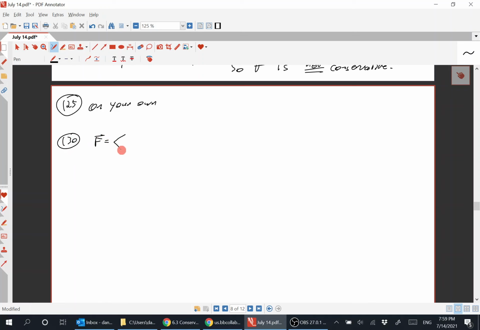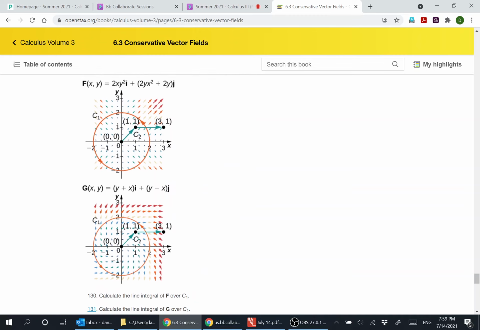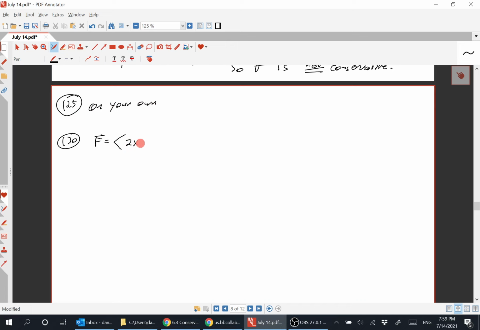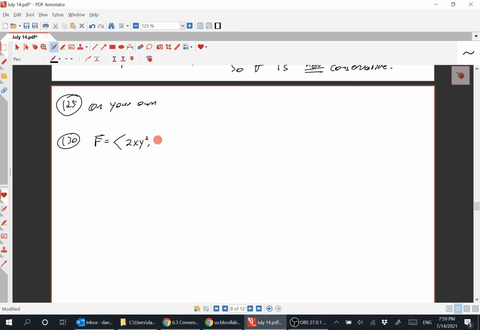So F is equal to 2xy squared, yx squared plus 2y. So calculate F dot dr over C, where C is the circle of radius 2 in the counterclockwise direction.